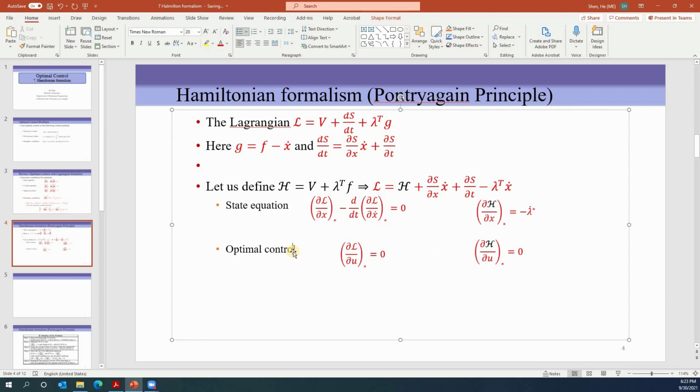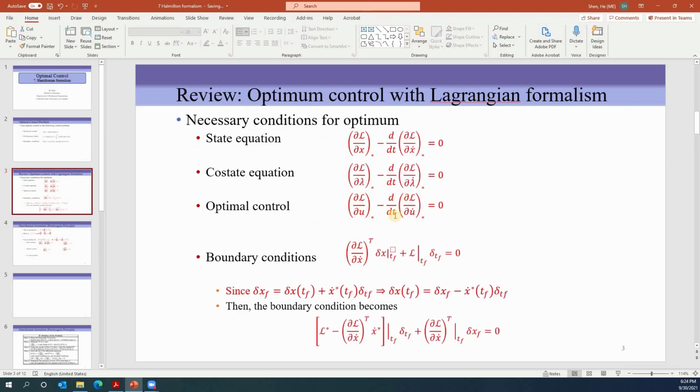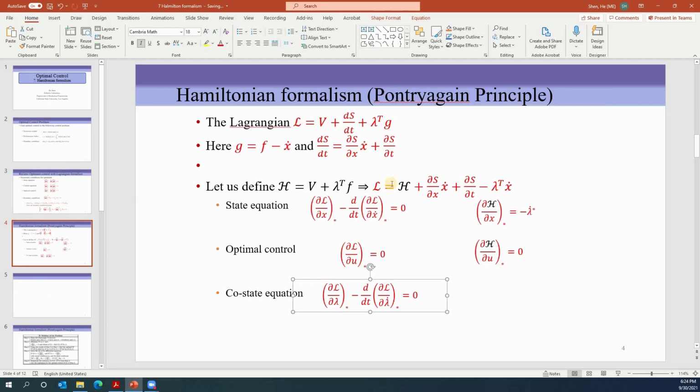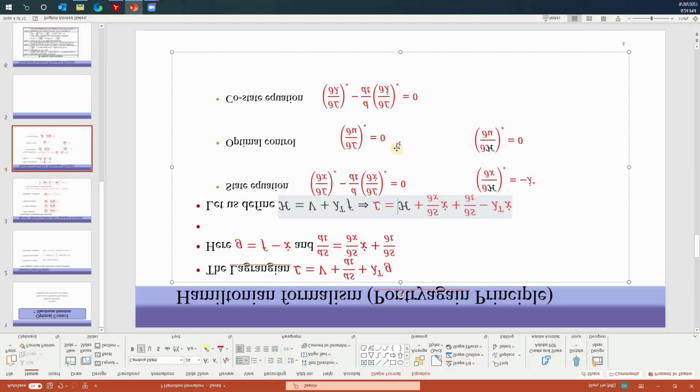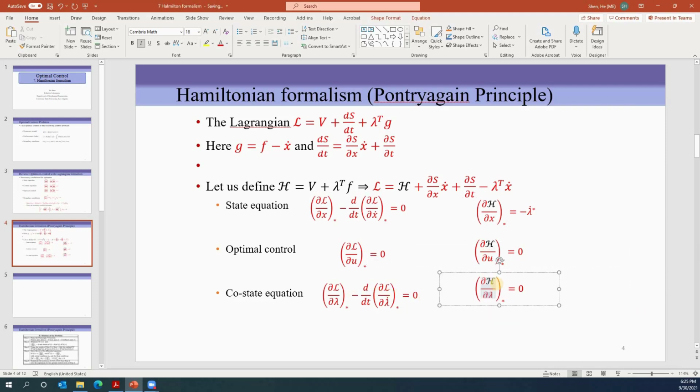And the co-state equation, so initially the co-state equation is also the constraint, which is also the dynamics. If we define the Hamiltonian like this, partial L over partial lambda will become partial H over partial lambda, and over here partial L over partial lambda dot will give us x dot. So putting that together, partial L over partial lambda is equal to x dot. And what is this? This is also the dynamics, right? So let's look at the boundary conditions.